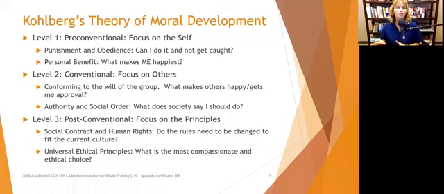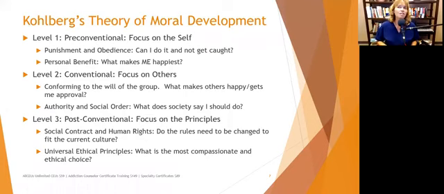Level 2 is focus on others, conforming to the will of the group and figuring out what makes others happy and gets me approval. Now, you can hear middle schoolers coming out right here. And authority on social order. What does society say I should do? And for a middle schooler, society is school. They're not looking to the president and the laws and all that kind of stuff. They're looking to their microcosm of what is their world. What do they need to do to fit into their world?